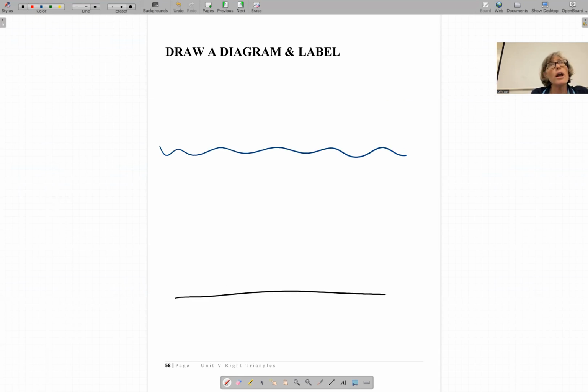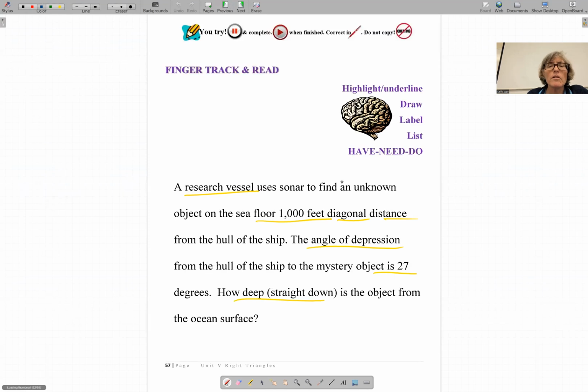And here is the ground. You have a research vessel of sorts. Spots a mystery object, unknown object, question mark. Says 1,000 feet diagonally. Sure that was diagonal? Yep, diagonal distance. Angle of depression is 27.